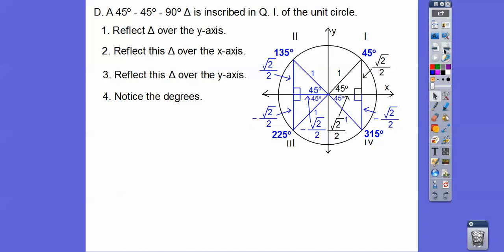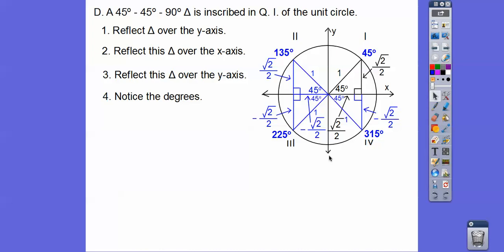Okay, so now notice the degrees, you guys. This is 45 degrees right here, okay? This 135 right here is 45 off of this. Remember, this is 180 right there. This is 180, so if we go backwards 45 degrees, this would be 135 degrees. If this is 180 and we go this way 45 degrees, this gets us 225 degrees.